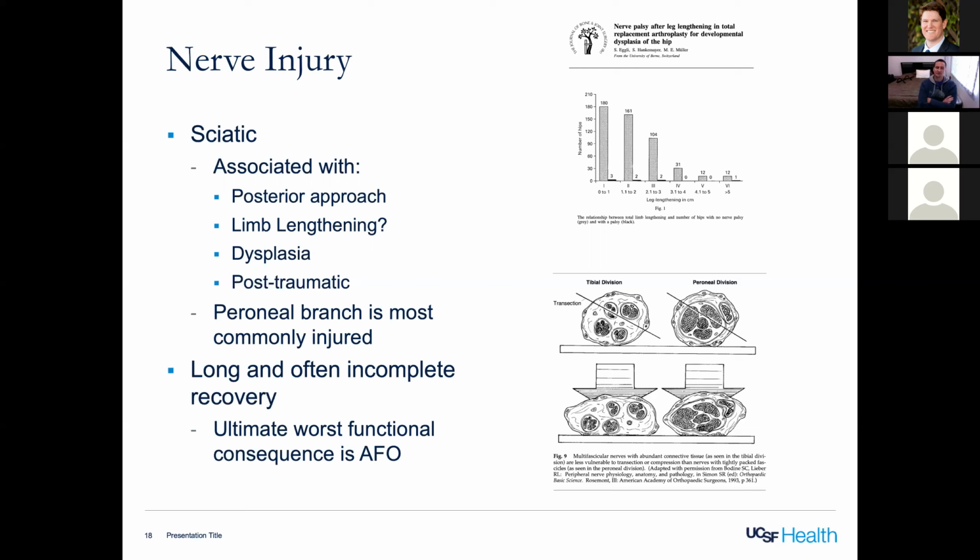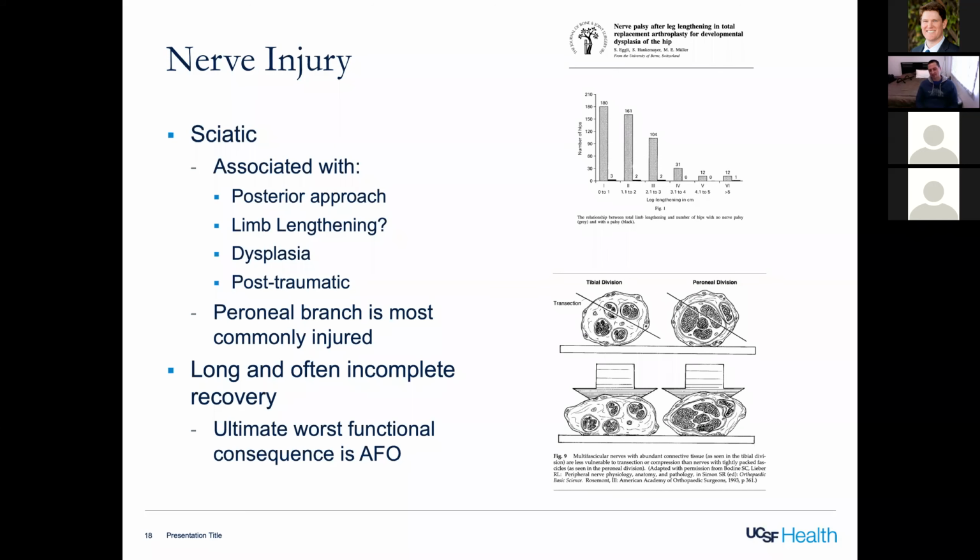In general, a sciatic nerve injury has a long and often incomplete recovery. So if there is a nerve injury and it isn't due to a hematoma that's evacuated quickly or something, then it can take many months to resolve. If it doesn't fully resolve, then the ultimate worst functional outcome is the patient will need to wear an AFO. That turns out to be a functional consequence that a lot of patients actually can live with in terms of their quality of life, especially with the way AFOs are designed these days.